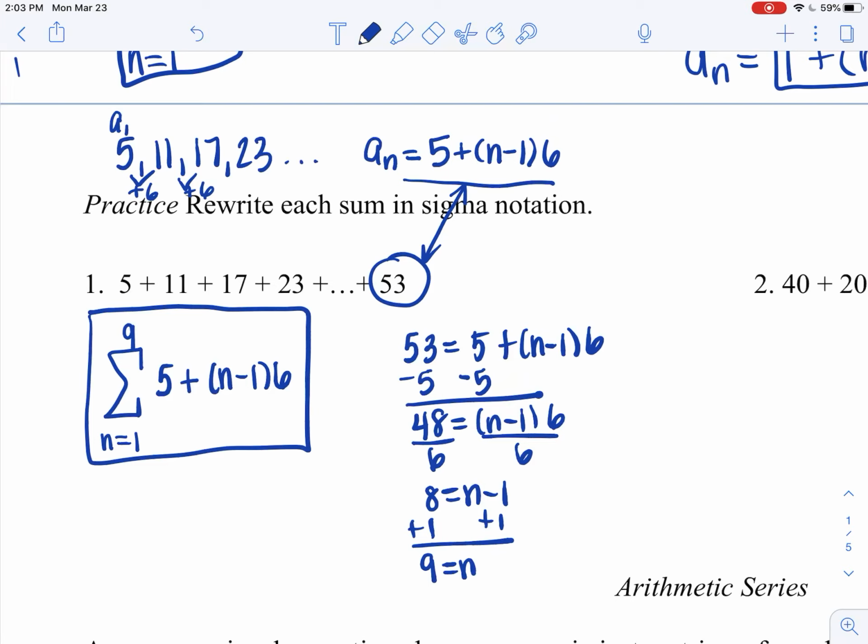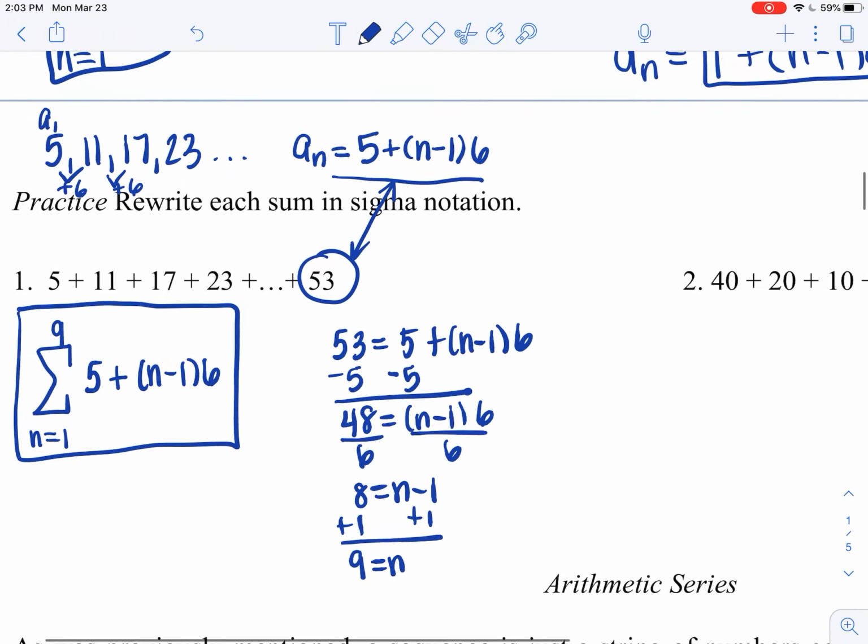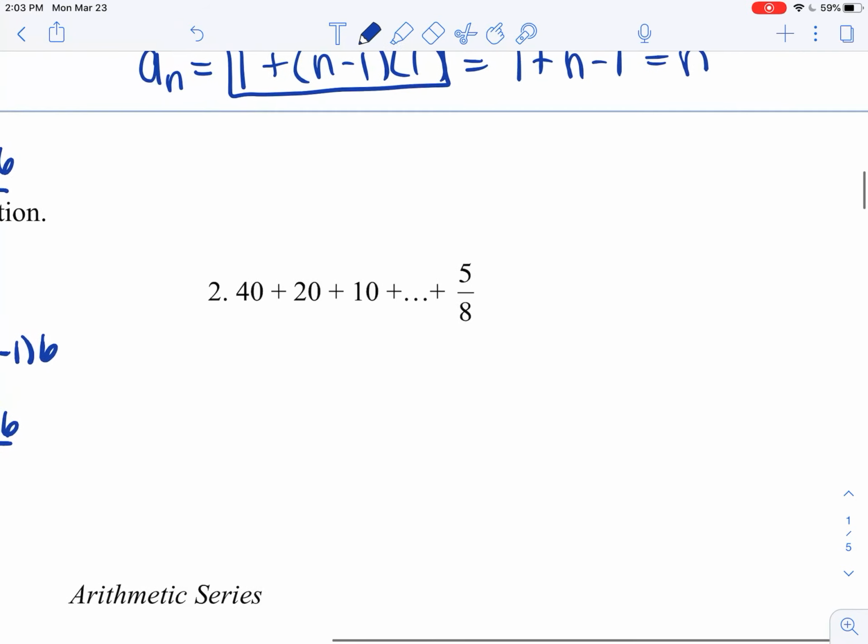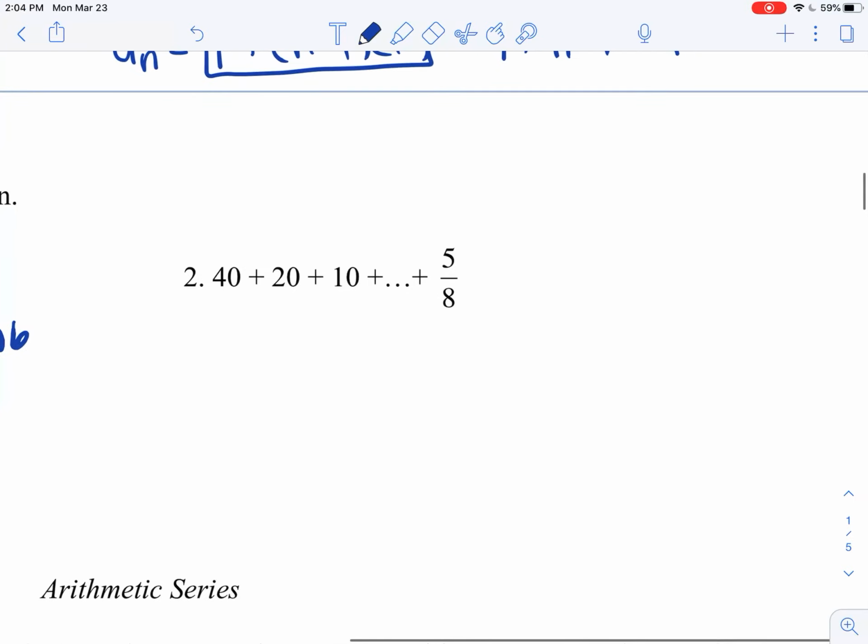Okay, so if you go backwards and you want to check this out, maybe take the pattern you have inside the sigma, put that into y equals in your calculator, look in your table of values as you plug in all the numbers from 1 to 9, and make sure they match what you're seeing inside of this series right here. Obviously, you know that not all patterns are arithmetic.